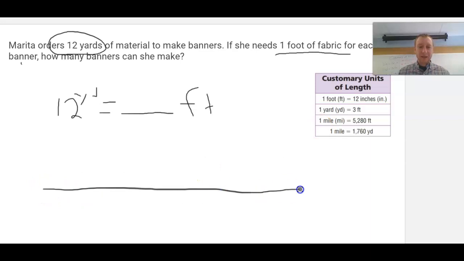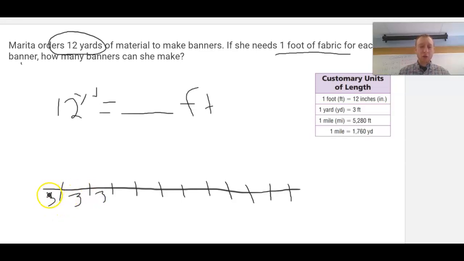So let's see. In this case, we've got 12 yards. So let's split up into 12 yards. So there's 1, 2, 3, 4, 5, 6, 7, 8, 9, 10, 11, and 12, right? So we got 12 yards here. And she needs 1 foot of fabric for each banner. So how many banners can she make? So basically they're asking us how many feet are in here, right? Well, if each of these yards equals 3 feet, right? Each one of these yards equals 3 feet.